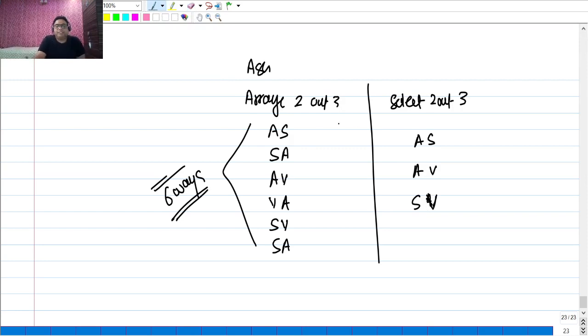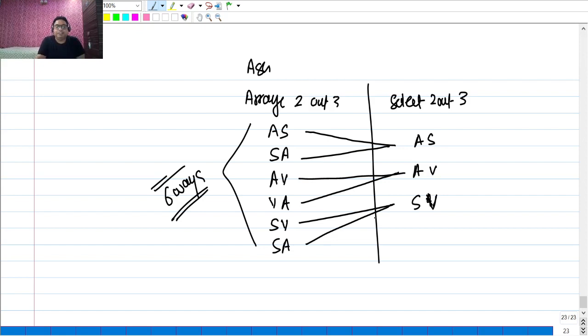When you select, you don't consider the order. Got my point? Now please try to understand nPr. The number of arrangements of r objects out of n is nCr, the number of selections, into r factorial. See, we select and then we arrange. We select two people and then we arrange.